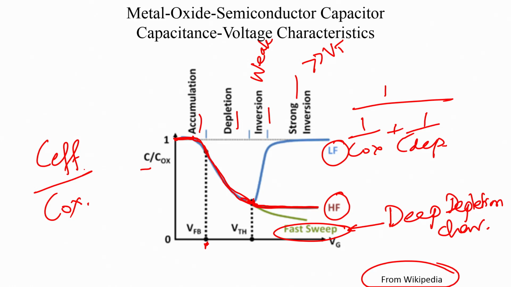Finally, we have the deep depletion characteristics, where the DC voltage itself was varied very fast and the inversion layer did not form. Therefore, the only way to compensate for the charge on the gate was by increasing the depletion width, and you get a characteristic that reflects the deep depletion behavior of the MOS capacitor. So, this is the qualitative understanding. What we are going to do now is very quickly quantify these results.